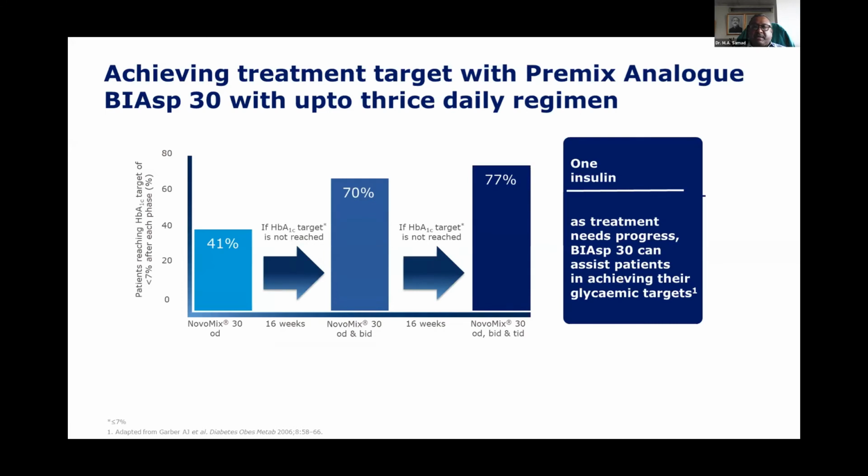So achieving treatment target with premix analog with up to 3 daily regime. This premix analog you can use 3 times daily, that is mealtime insulin. You see, if you can take once daily, only 41% achieve the target. If you can take twice daily, 70%, and if you can take 3 times daily, about 77% people achieve the target.